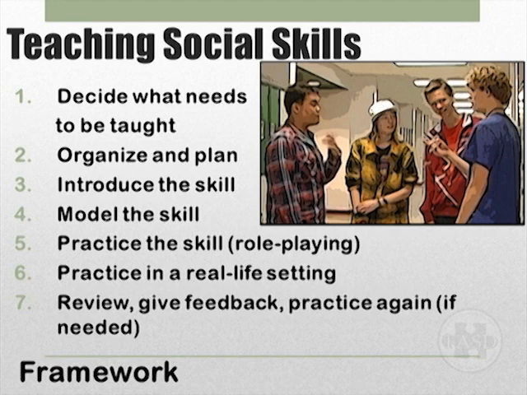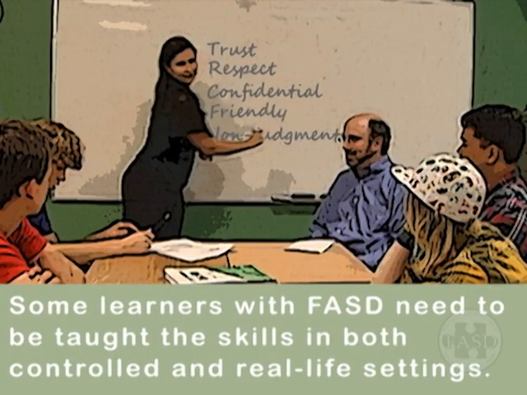Neurotypical learners tend to acquire social skills through observation and modeling of adults and peers in their life. Some learners with FASD, however, need to be specifically taught the skills and then given time to practice them in both controlled and real-life settings.